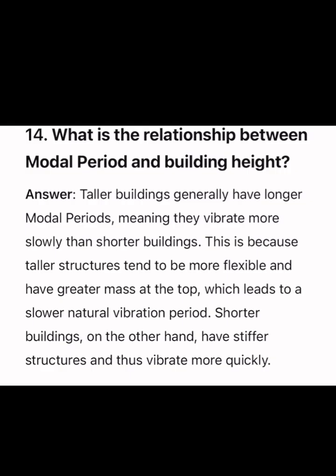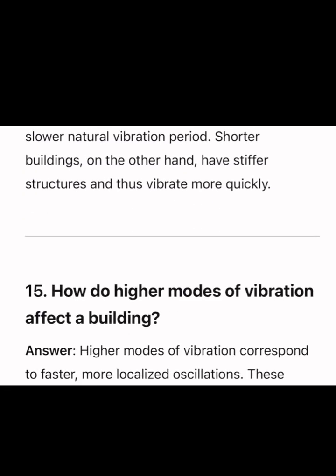What is the relationship between the modal period and building height? Taller buildings generally have longer modal periods. If the building is tall, it takes a lot of time to complete one cycle, so it has a longer modal period, meaning it vibrates more slowly than shorter buildings. This is because tall structures tend to be more flexible and have greater mass at the top, which leads to a slower mode of vibration, slower natural vibrations. Shorter buildings, on the other hand, have stiffer structures, thus vibrate more quickly.